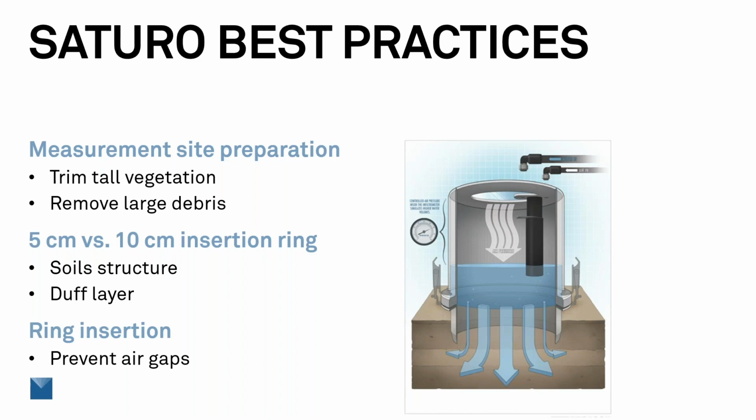And now we've got everything decided. The next part is actually just inserting the ring into the soil. One of the most critical things when inserting the ring is trying to prevent air gaps. So you always want to inspect the inner part of your ring and make sure there's no damage or nicks that could potentially create a channel as you insert the ring.